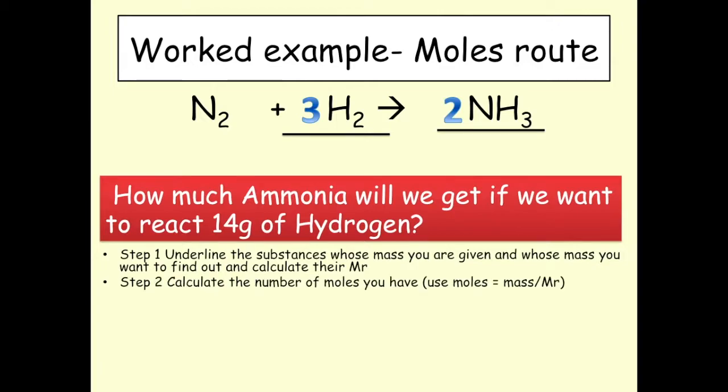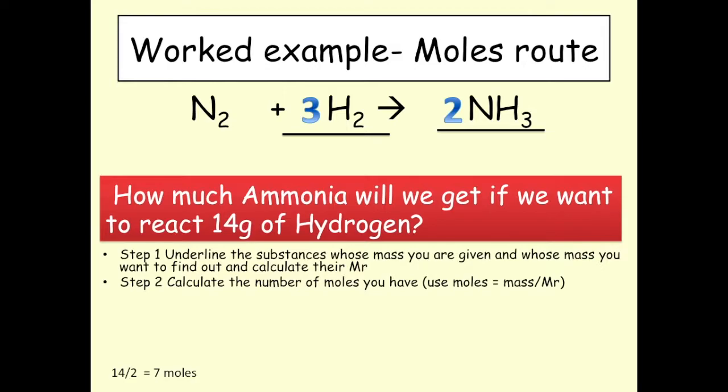Okay, the second step is we're going to calculate the number of moles we have from the known information using the equation moles equals mass over MR. We're told we've got 14 grams of hydrogen. So we're going to do 14 divided by the MR of hydrogen, which is 2. So we know we have 7 moles of hydrogen in this question.